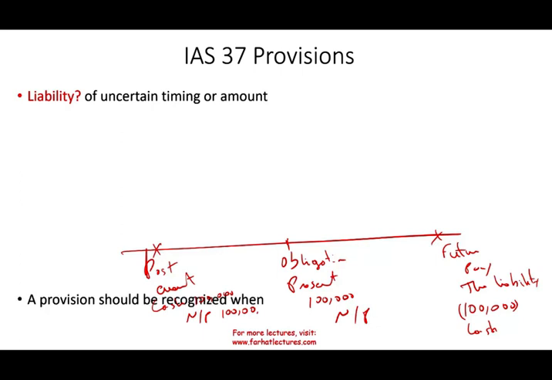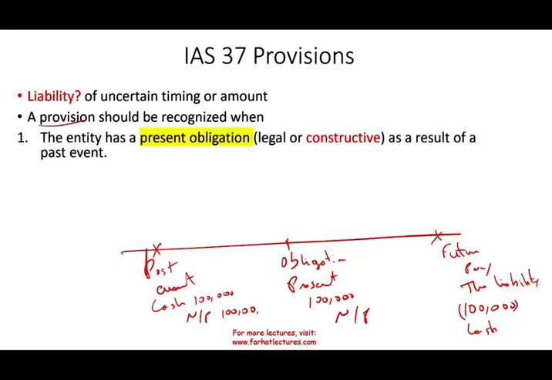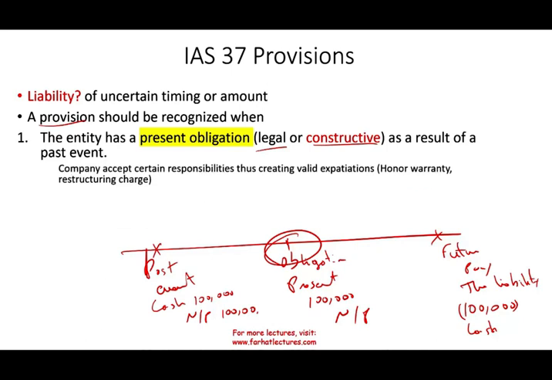Now a provision, when should the provision be recognized? It's a little bit different than the liability. It's a liability, but it has a little bit more characteristics to it. The entity has a present obligation, which again, we talked about. It could be legal, like you signed a loan, or constructive. Constructive means you accepted some responsibilities that made the other party have a valid expectation for you to deliver. So a company accepts certain responsibilities, thus creating a valid expectation.